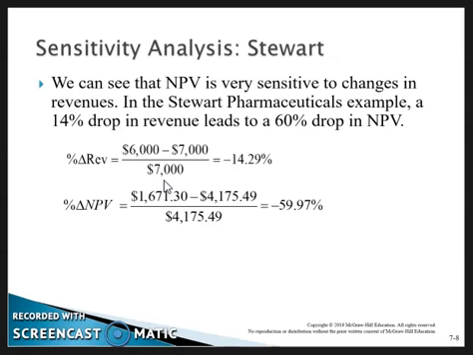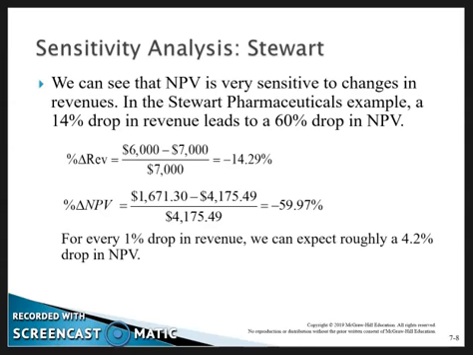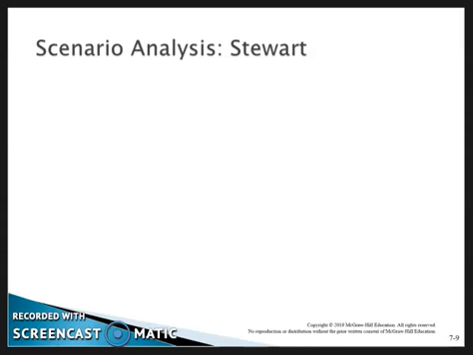The NPV would fall from 4.175 to 1.671 billion, or a 59.97% decrease. So for every 1% drop in revenue, there's roughly a 4.2% drop in NPV.